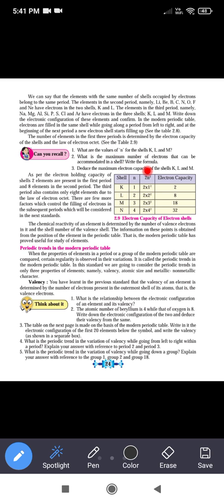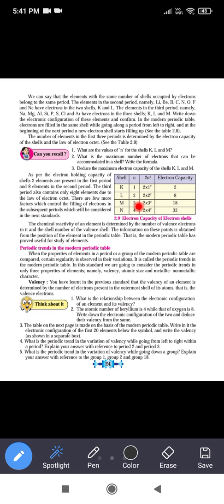What is the maximum number of electrons that can be accommodated in a shell? Write the formula. The formula is 2n square, where n is 1, 2, 3 and 4. So for K it is 1, for L it is 2, for M it is 3 and for N it is 4. Deduce the maximum electron capacity of shells K, L, M, N. Now observe the figure, table 2.9. Here 1 is substituted in the formula 2n square. Square of 1 is 1, 2 into 1 equals 2. It means the capacity of the K shell is 2.